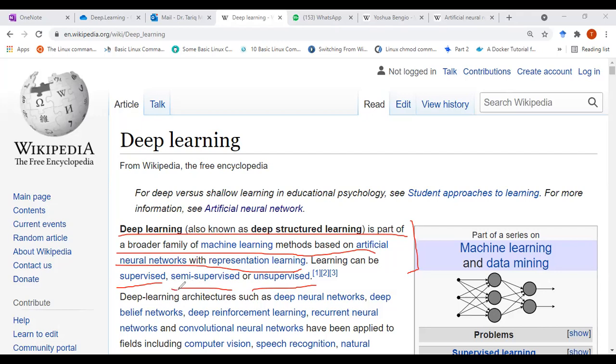Semi-supervised means that reinforcement here. Yeah, we also have deep reinforcement learning. We are going to be doing reinforcement learning in ML2, so you can couple up with that. Maybe you can do a project on deep reinforcement learning, but it's going to be a bit complicated.